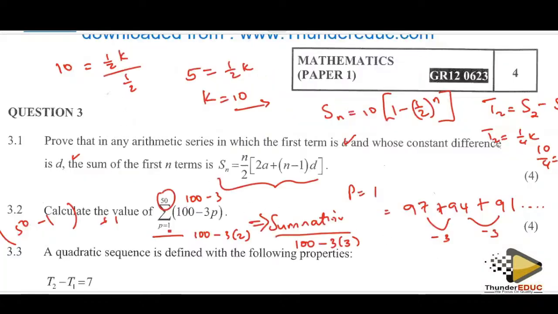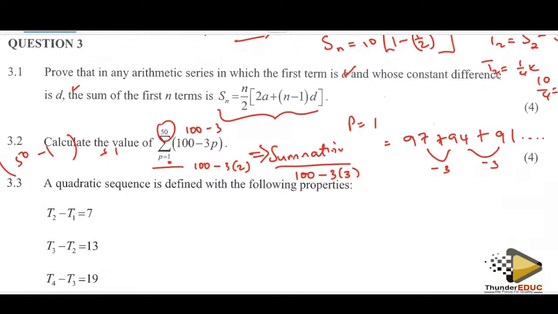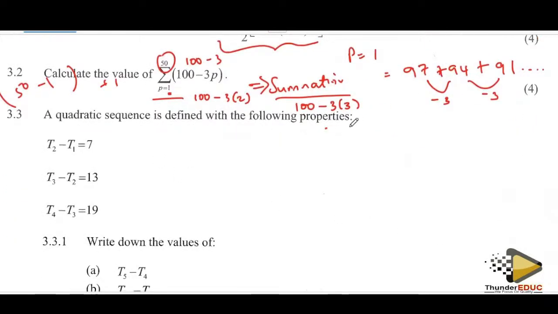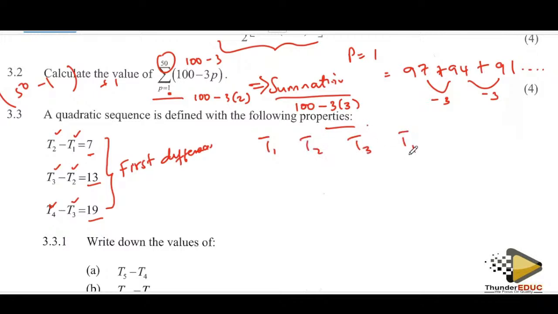And then 3.3. They're telling us that a quadratic sequence is defined by the following properties. Number 1, if you get T2 minus T1, you get a 7. If you get T3 minus T2, you get a 13. T4 minus T3, you have a 19. So these are more or less the first differences. Whereby if we have T1, T2, T3, and T4, what we have here is a 7, what we have there is a 13, what we have there is a 19.